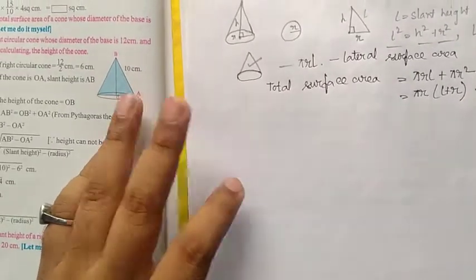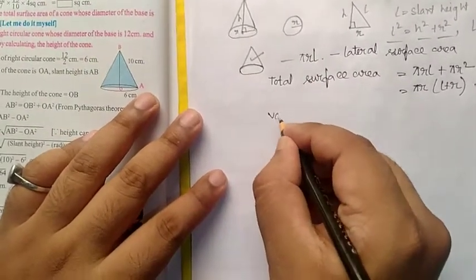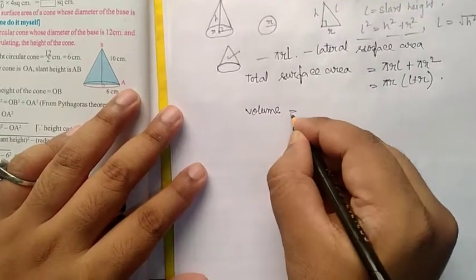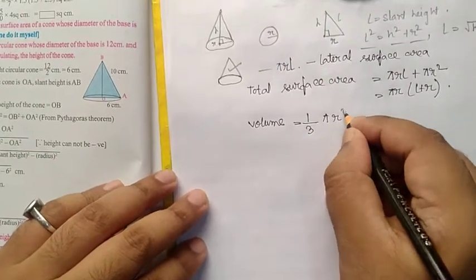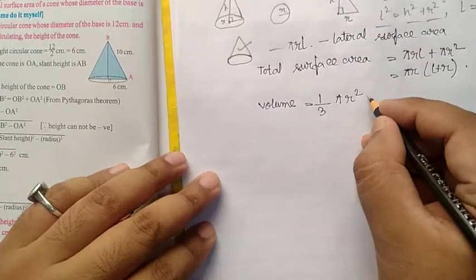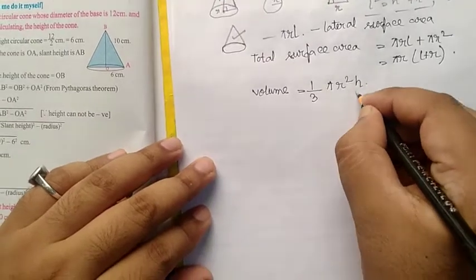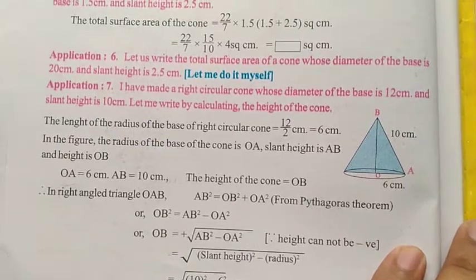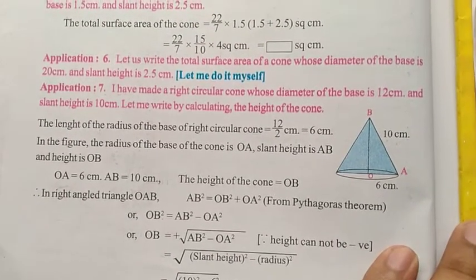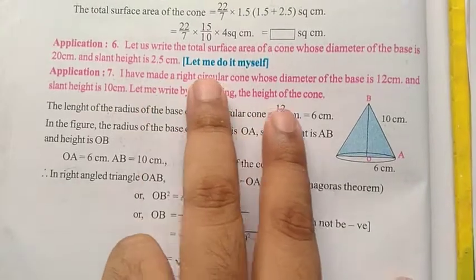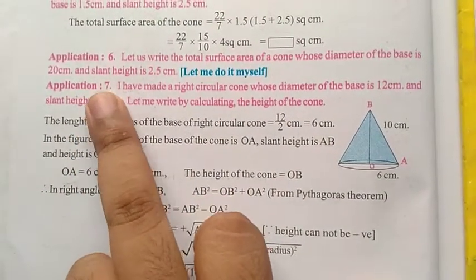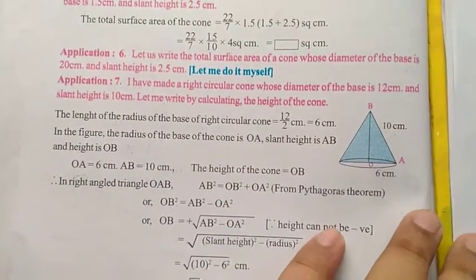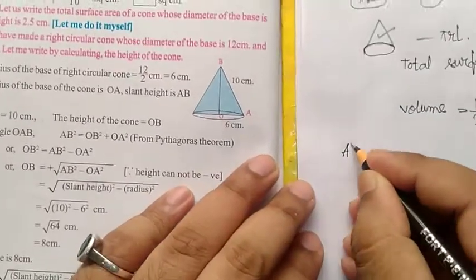And one more thing, total volume. So volume equal to 1 by 3 pi r square h. Now we have to do some example sums. Let us find the total surface area of a cone whose diameter of the base is 20 cm and slant height is 2.5 cm. So here, given as application 6.